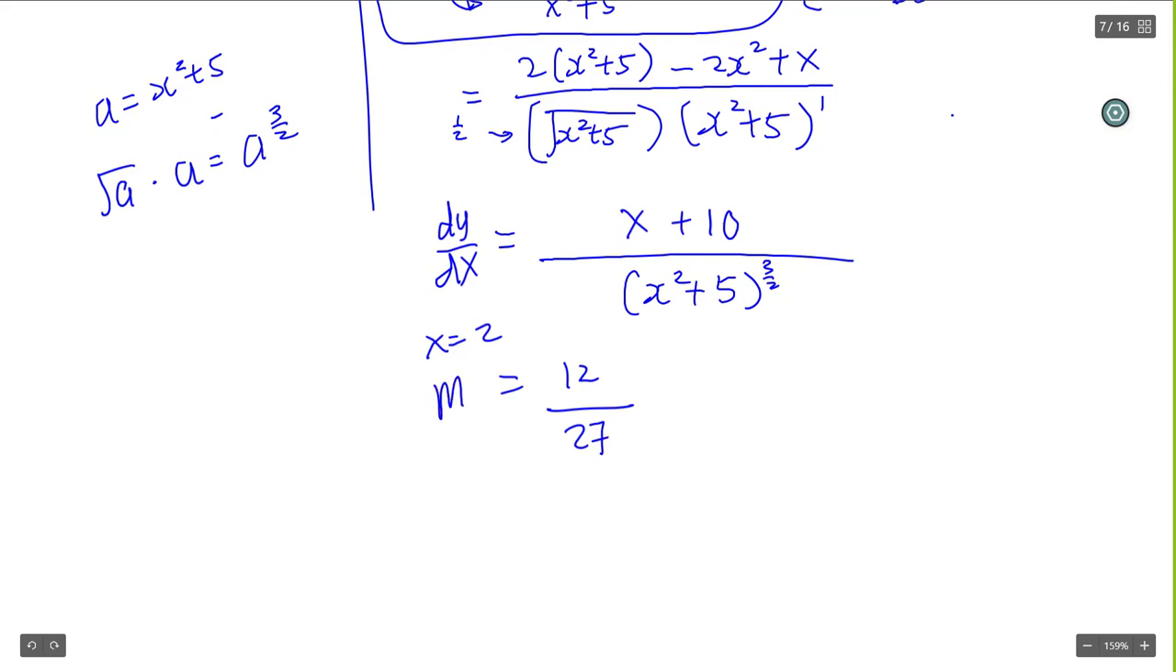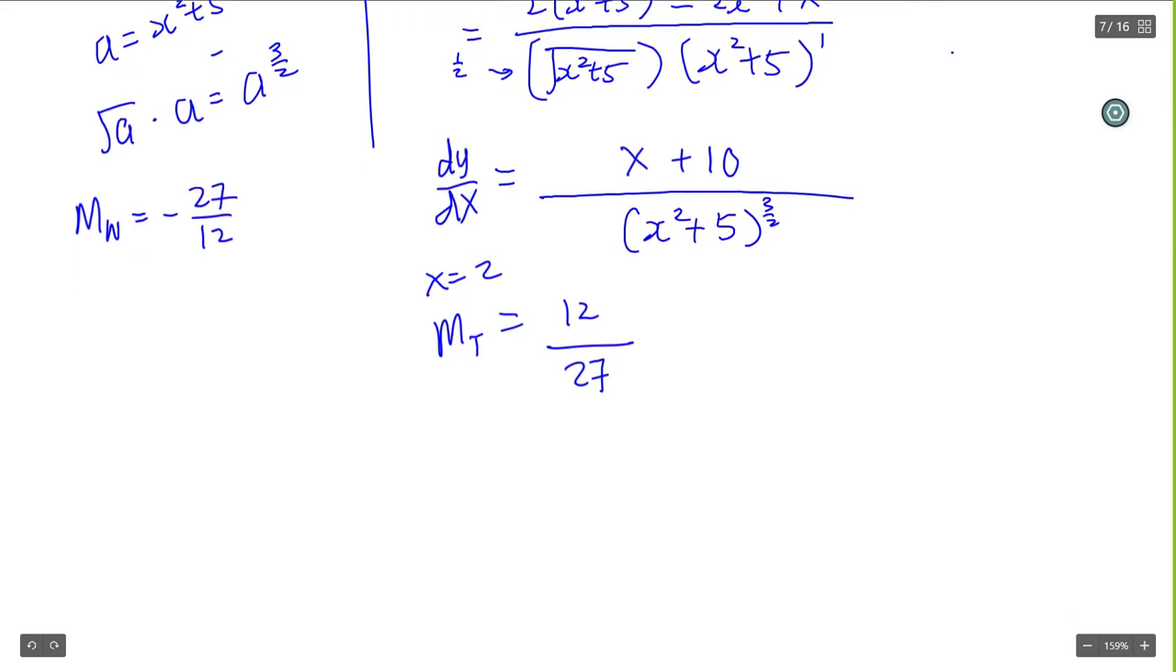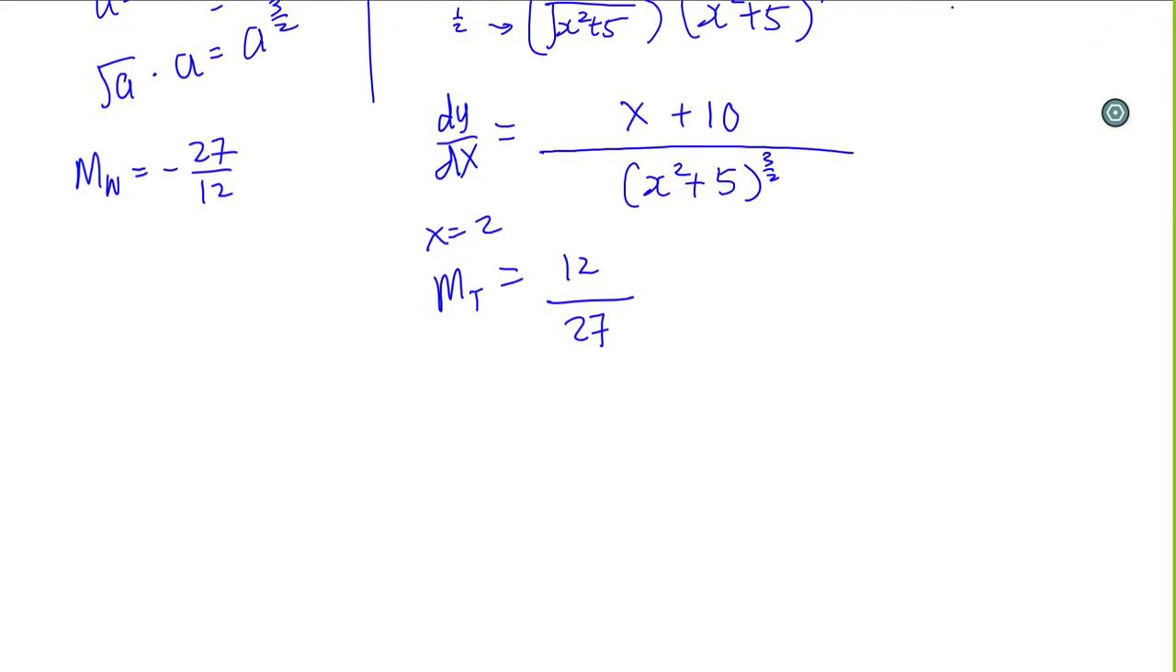So this one will be my gradient of tangent. Then I can get my gradient of normal easily, which is negative 27 over 12. Okay, just negative 1 over the whole thing. Alright, so we just do negative 1 divided by 12 over 27. You should get this one.